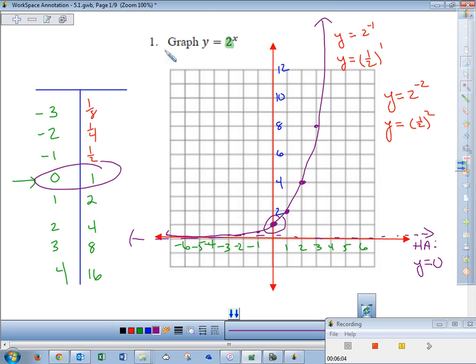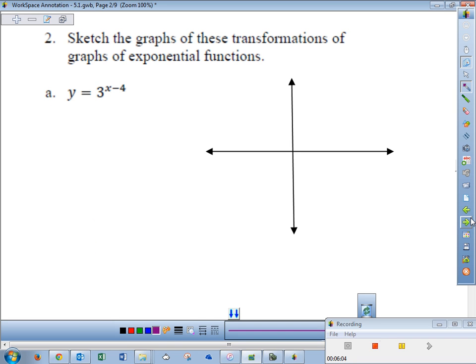So you need to understand the basic sketch of this parent function before we can do the next few problems. We're okay with it so far? Next guy. Sketch the graphs of these transformations of the exponential functions. They want us to basically do the purple note card on it. We're going to do that without all the writing and all that stuff. We're just going to do it mentally, okay? And then write down the things that happen.